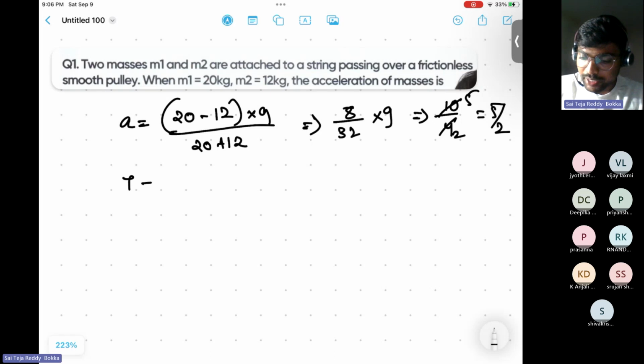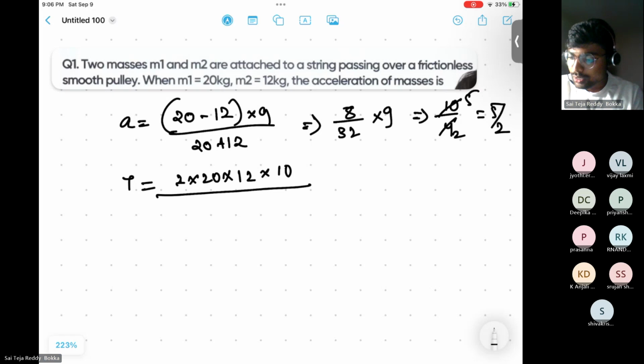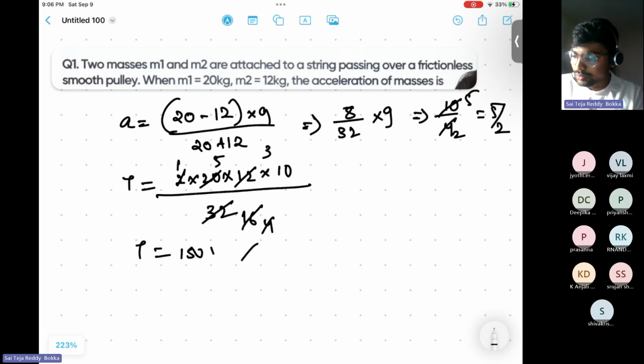So what about your tension now? What is your tension in this? 150. Okay, 2 into 20 into 12 into 10 by 32. That will be equal to 2, like 2 ones and 2 16s. This is 4 threes and 4 fours, 4 ones and 4 fives. Yes, 150 newtons.